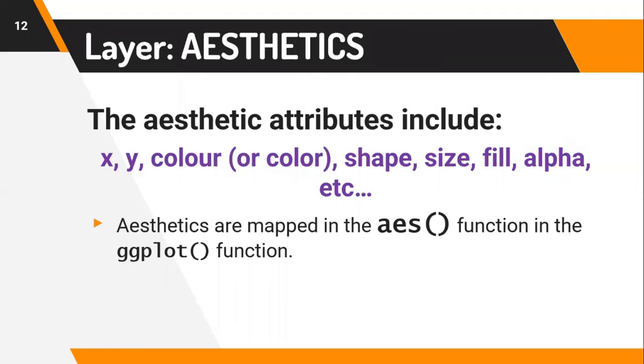And if you want to specify these aesthetic attributes, you would have to map them in the aes function. And that aes function will have to be in the ggplot function. There are other instances where you can take it out of the ggplot function and maybe put it into the geometry. But when we get there, I will demonstrate that to you as well. So as far as we are concerned, at this point, we know that these aesthetic attributes should be passed into the aes function inside the ggplot function.